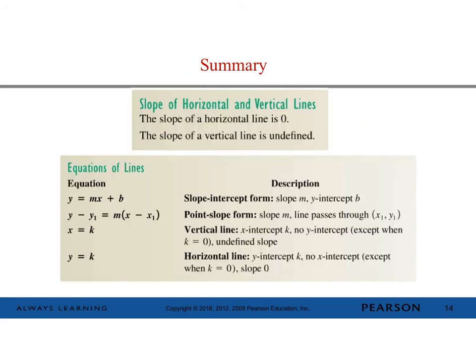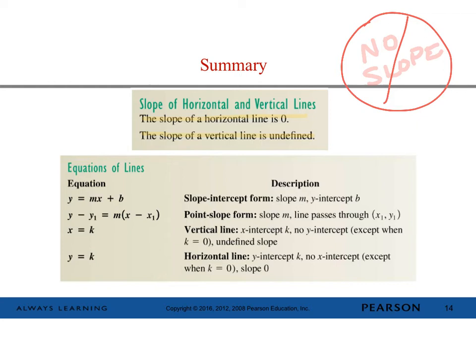So this is a summary of what we've learned about horizontal and vertical lines. We know that the slope of a horizontal line is 0. We know that the slope of a vertical line is undefined. We've learned that you do not say no slope. You never say that.